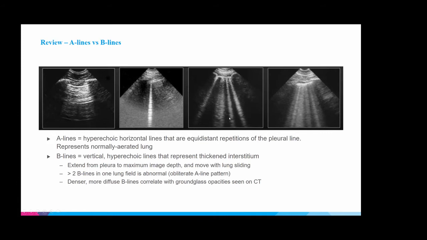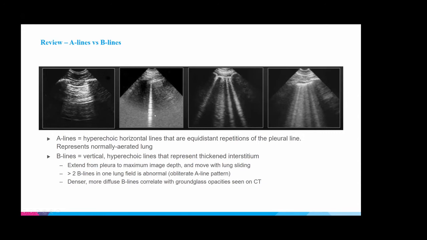So A-lines are just your hyperechoic horizontal lines, equidistant from the pleura. And this is indicative of a normal aerated part of the lung. Once you get to the B-lines, as opposed to the A-lines, which are horizontal, B-lines are vertical, and they extend the entirety of the depth of your screen. And these represent, if there's just isolated 1, 2, 3, it's likely related to thickened interstitium, or thickened interstitial space.